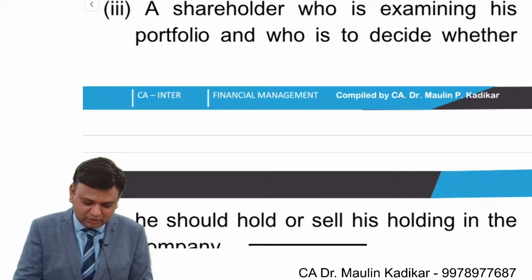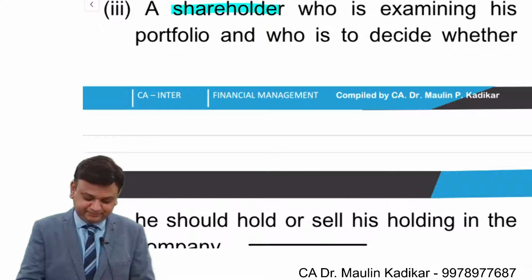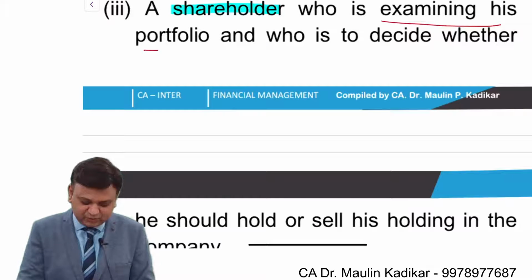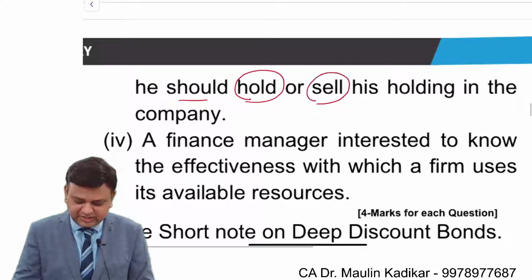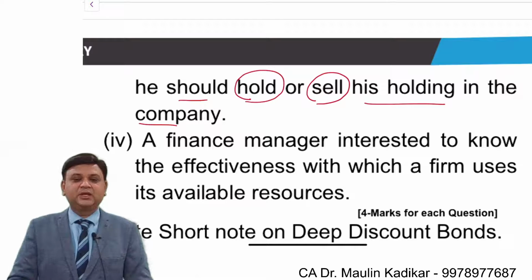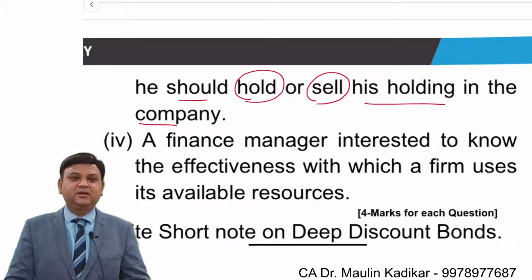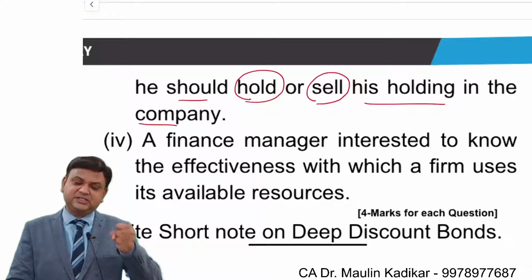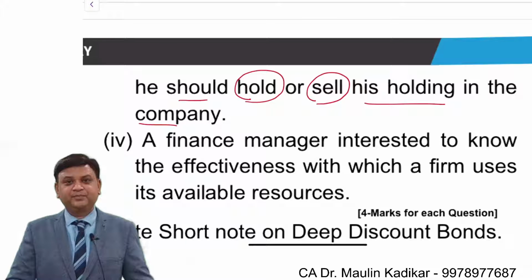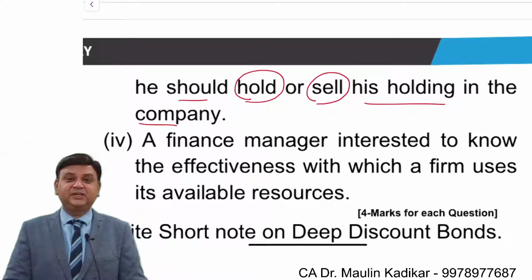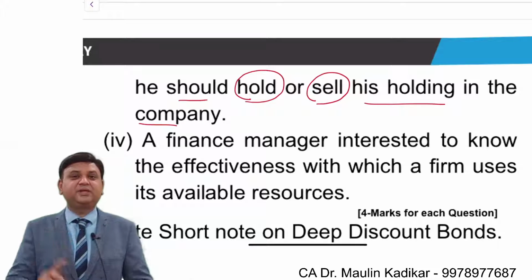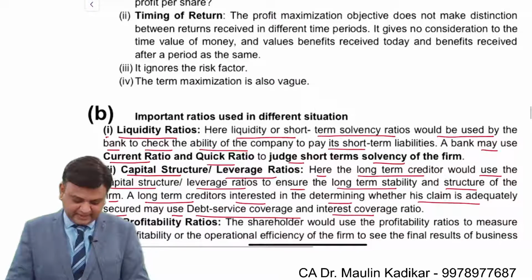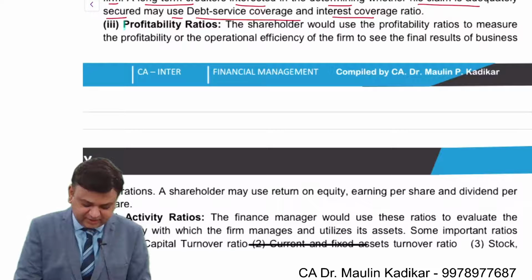Next, a shareholder means an investor who is examining his portfolio and who is to decide whether he should hold or sell his holding in the company. So from an investor point of view, he is required to decide whether the shares in which he has made investment are correct or not. Then we can say that he can evaluate the profitability ratios of the company, and with that he can judge whether he has made proper investment or not. So over here you can see that the answer is the profitability ratios.